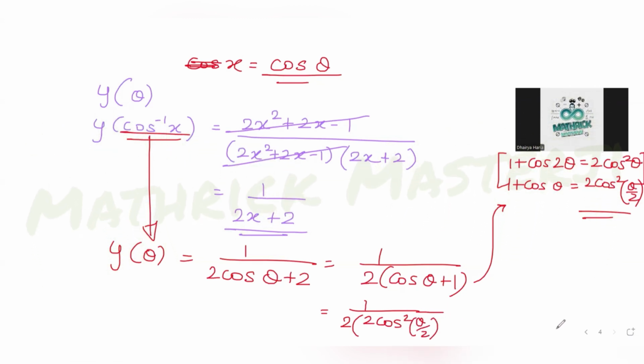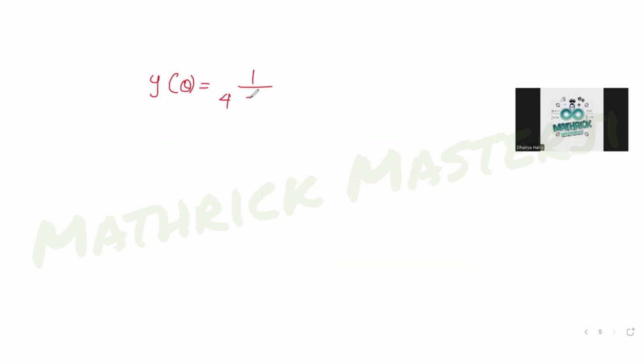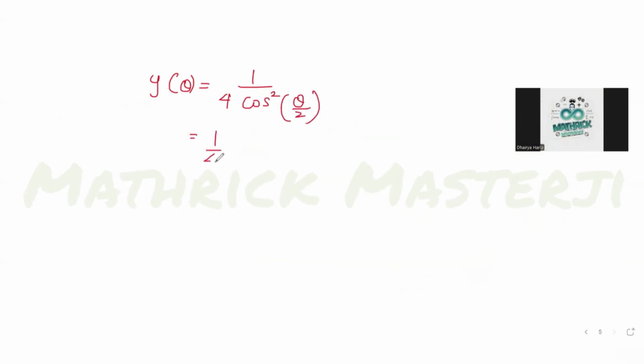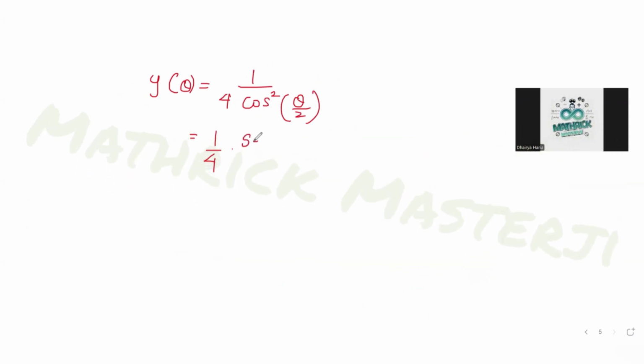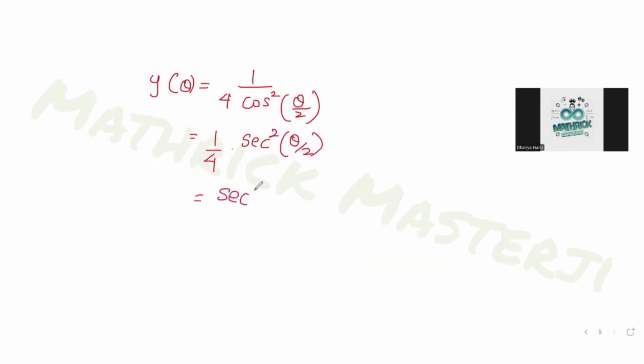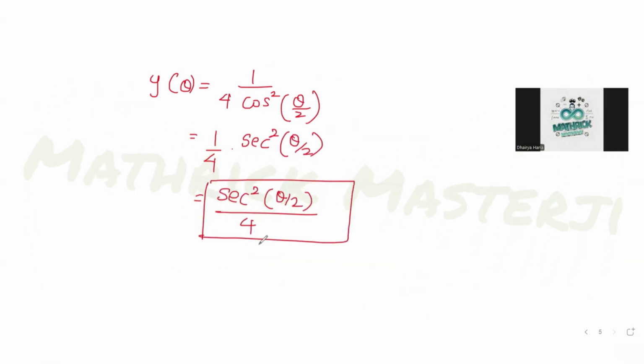So I get y of theta simplified to become 1 over 4 cos squared theta over 2. And cos squared theta over 2, if I take it up, I get 1 over cos squared theta over 2, and 1 over cos theta is sec theta. So it will basically become sec squared theta over 2. So I have this expression simplified altogether now, which is sec squared theta over 2, over 4.